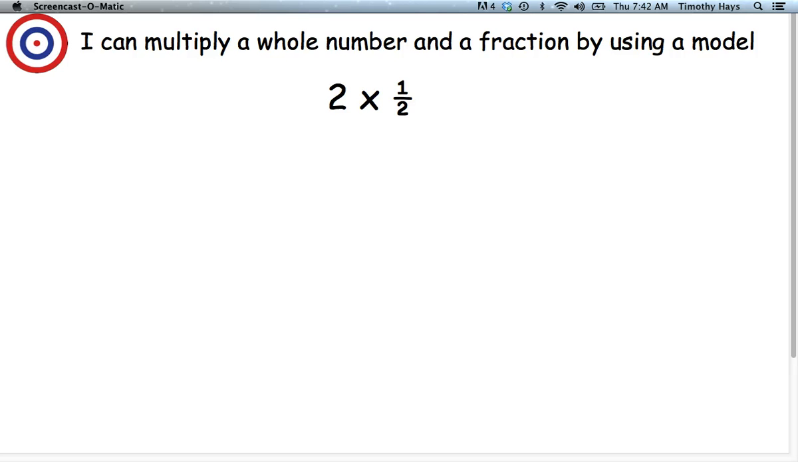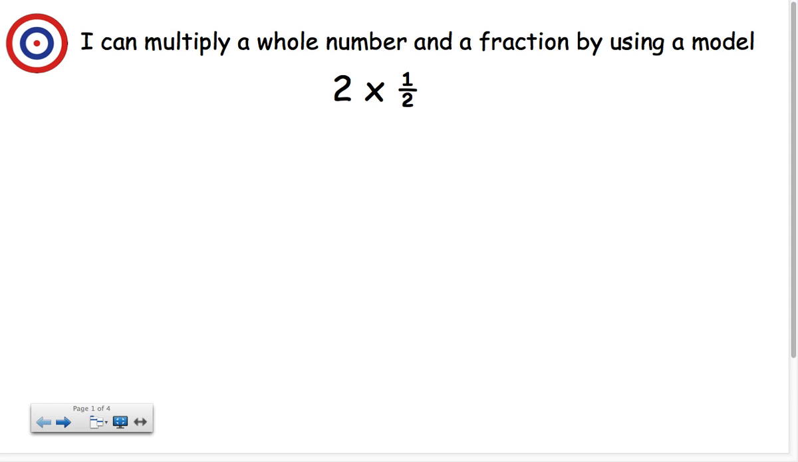Hey mathematicians, today what we're going to be working on is multiplying a whole number and a fraction using a model. So let's get started here with this example of 2 times 1/2. What this actually means is two groups of 1/2. So what might that look like?